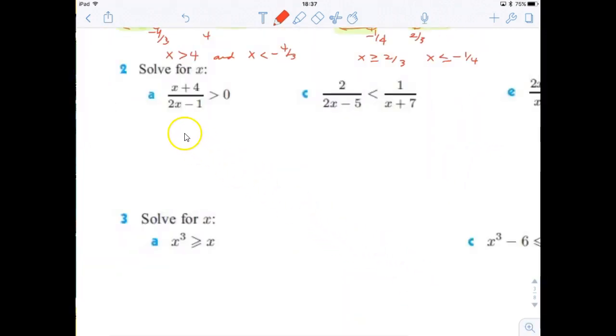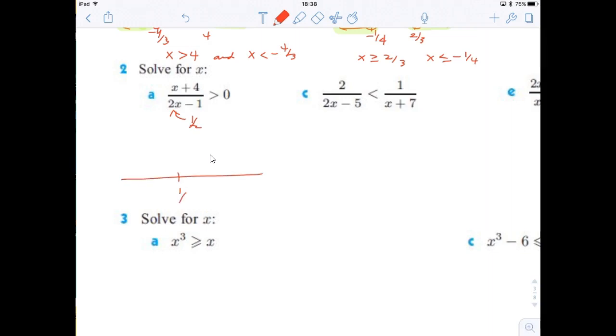Okay, 2a. So here we have x plus 4 divided by 2x minus 1. This is a rational function. To find the critical points for a rational function, we need to find the vertical asymptotes. We need to find the x-intercepts. Remember, to find the vertical asymptote, you just find out when the denominator equals 0, which is when x equals 1/2. So that's one of the critical points.